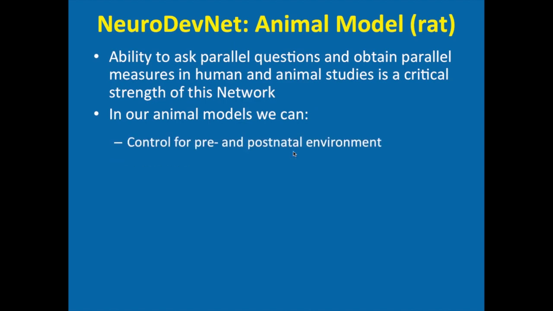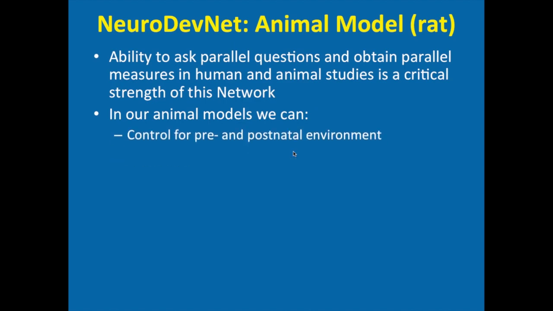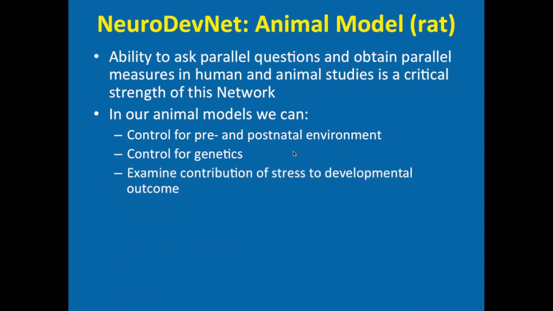We can control for environmental variables in a way not possible in the human studies, both the prenatal environment and the postnatal environment. We can control for genetics, which can be a big factor in how alcohol affects the offspring. We can look at contributions of stress by specifically titrating stress or introducing stress at different points in our study to see how stress might contribute to developmental outcome, because certainly children with FASD often live in quite stressful environments or experience stress during their lives, even living in a good environment because of their disabilities.